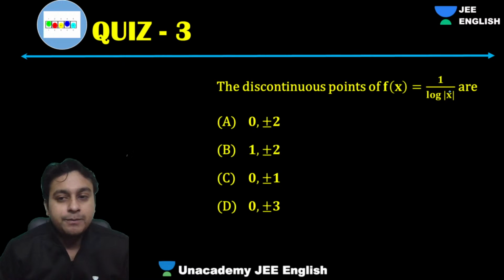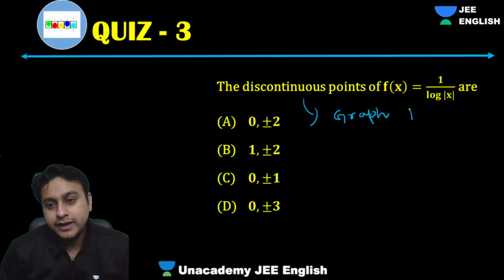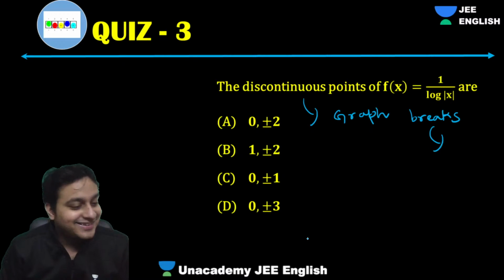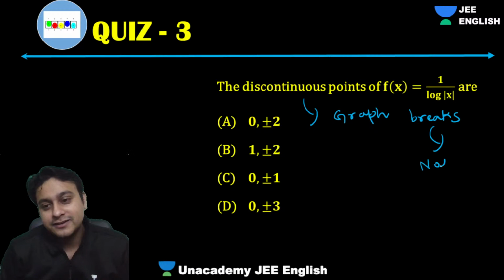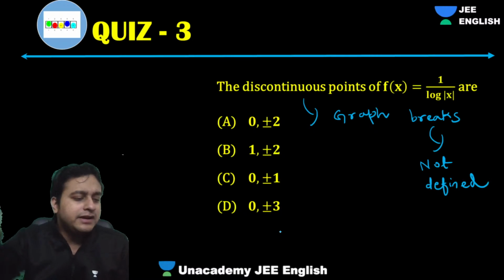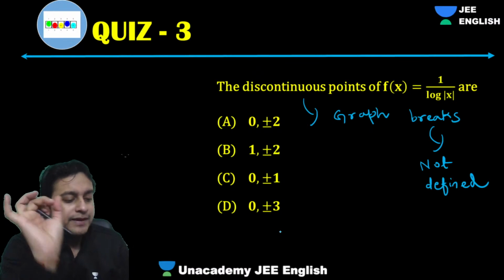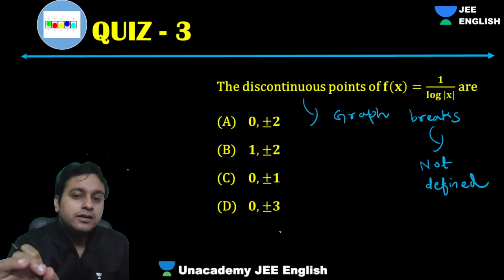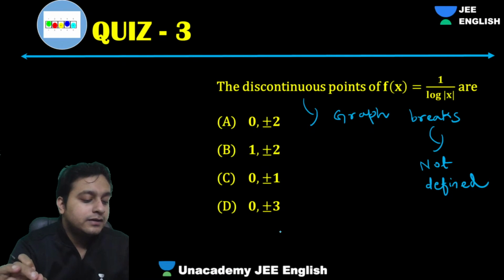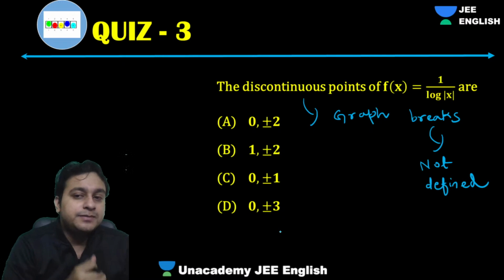So, guys, 1 upon log mod x. What do you mean by log mod x? See here, discontinuous means it breaks. The graph breaks. What do you mean by breaks? Break means not defined. That's the literal meaning of being discontinuous. Limit came after that. What is the basic concept of discontinuity?